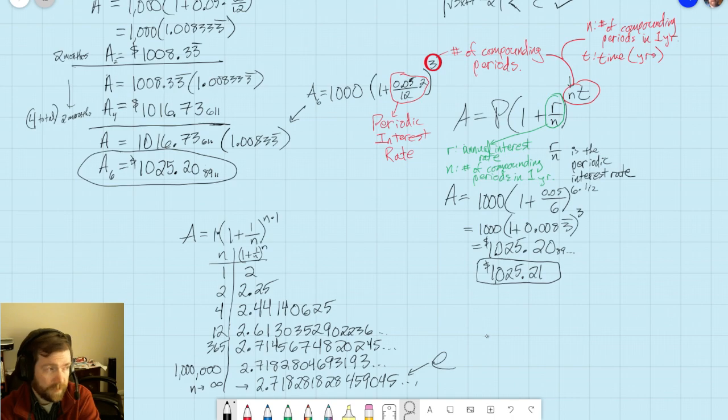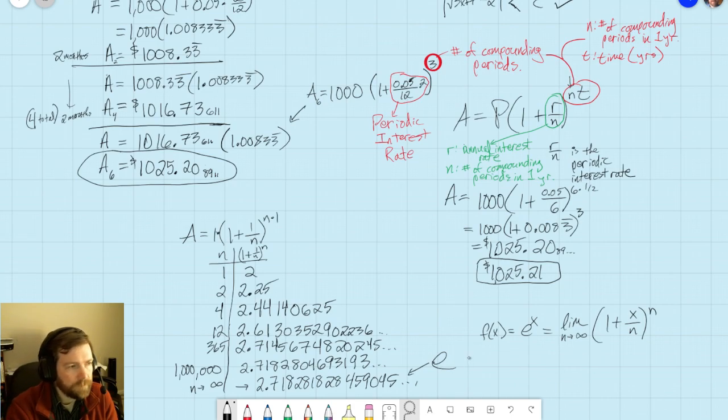So Euler found out eventually that the function e to the x is going to be the limit as n goes to infinity of 1 plus x over n to the n. Which also makes it rather interesting to take this particular thing up here and say, what happens if we increase the number of compounding periods in a year to infinity? So we're going to take this basic formula here.